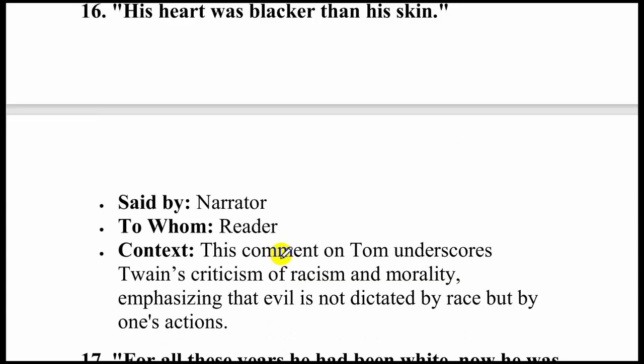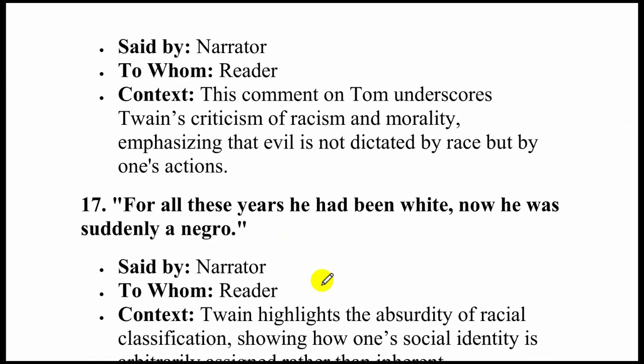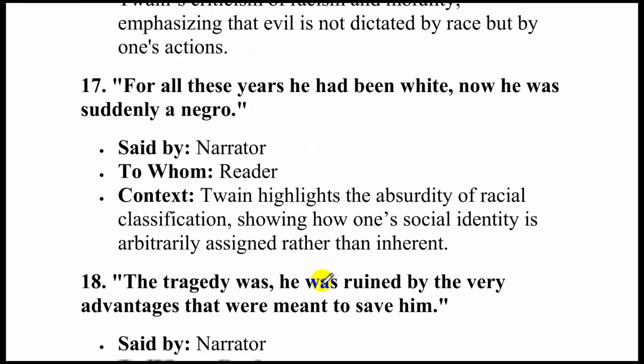Next, "His heart was blacker than his skin." Narrator to the readers. This comment on Tom underscores Twain's criticism of racism and morality, emphasizing that evil is not dictated by race but by one's actions.